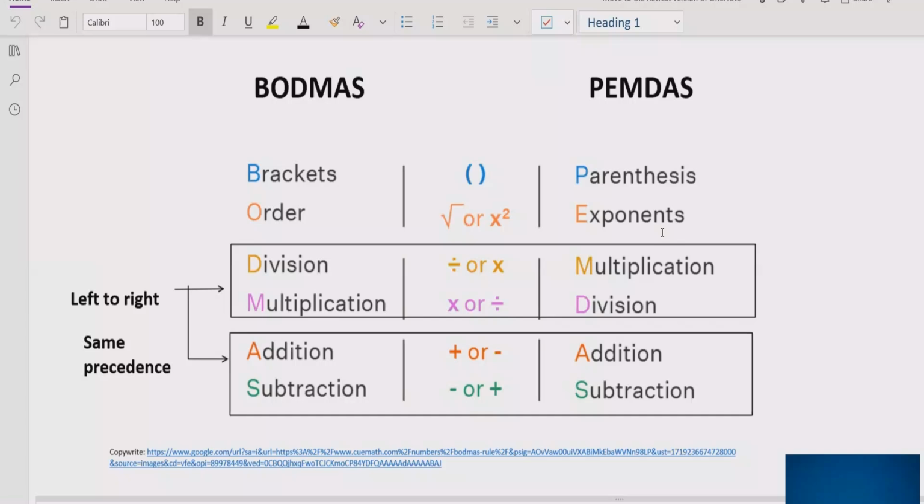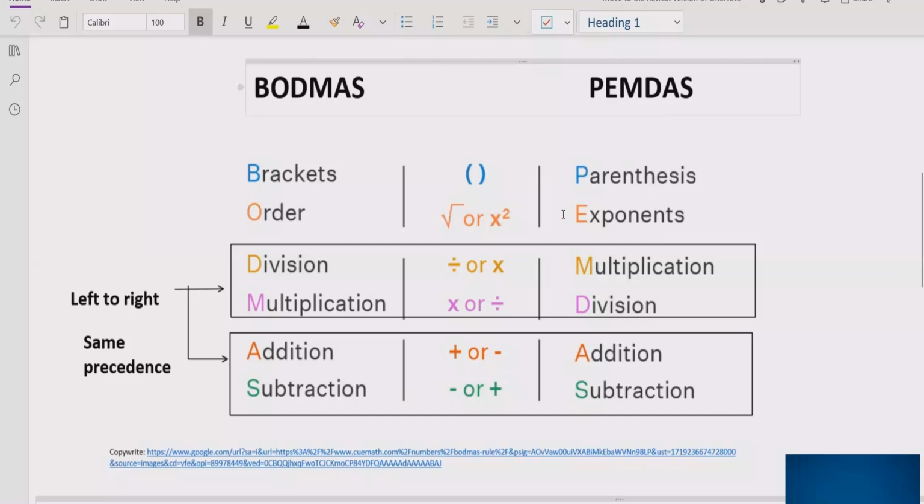Step number three is to solve division and multiplication. You go left to right in your expression and find division and multiplication. Both have similar precedence, so you can solve whichever comes first. Similarly, for addition and subtraction we have the same rule. We can solve addition first if it comes first, and subtraction first if it comes first. So both have similar precedence, and you can apply the same method, BODMAS or PEMDAS, for solving this expression.